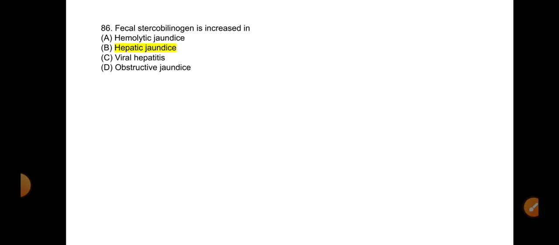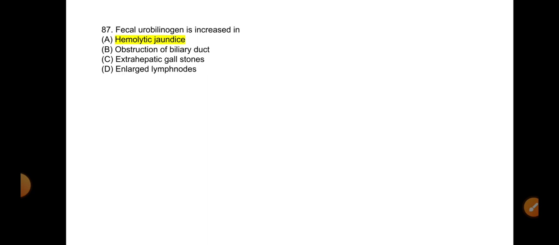Stercobilinogen is increased in hepatic jaundice. So this is associated with your liver. Stool test is done in this type of jaundice where stercobilinogen is increased. Fecal urobilinogen is increased in hemolytic jaundice. A mixture of conjugated and unconjugated bilirubin is found in the circulation in hepatic jaundice. Both you can see in hepatic jaundice.